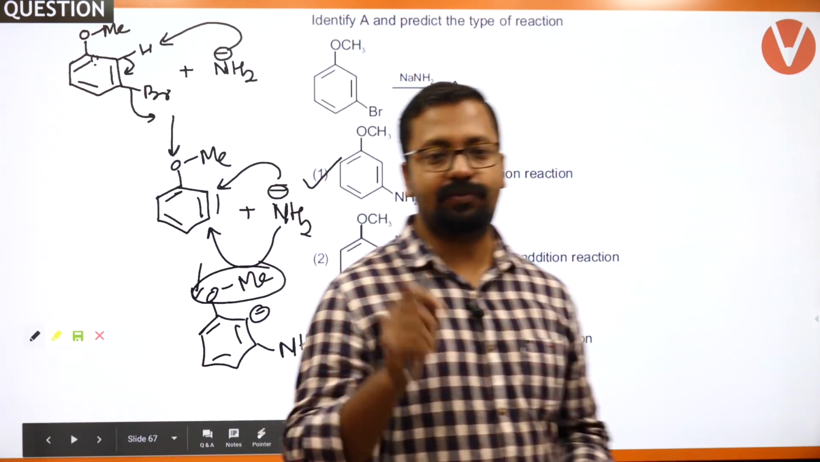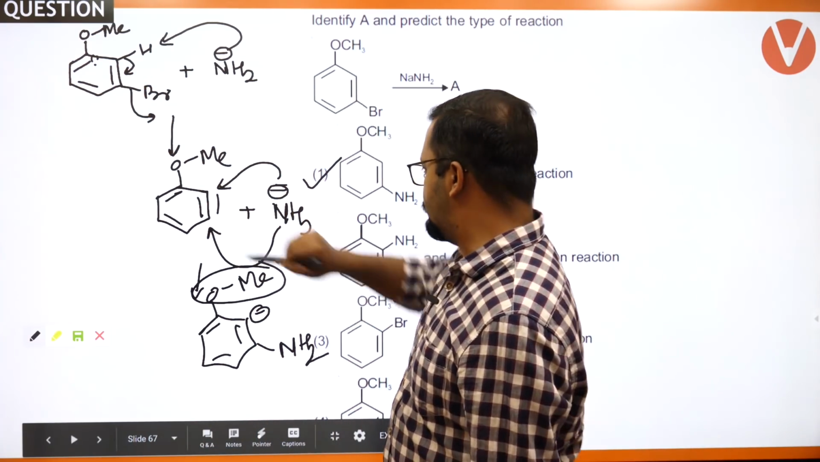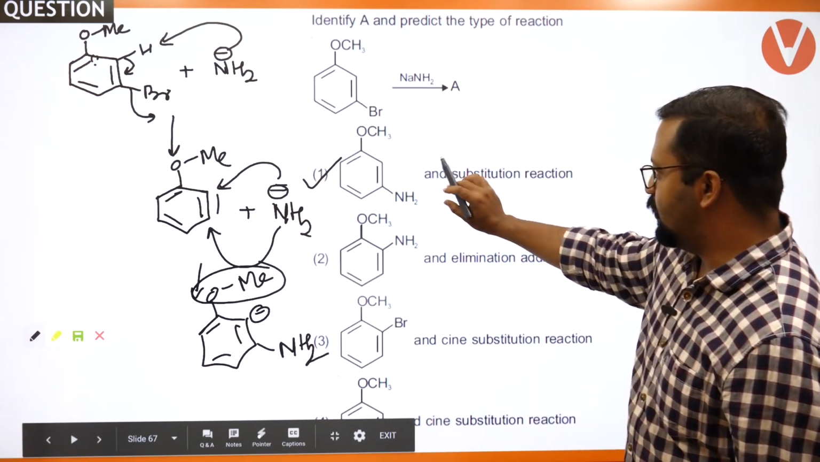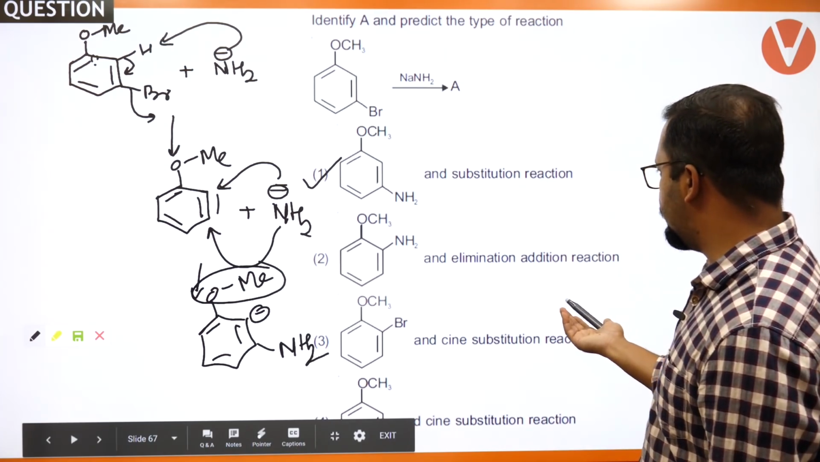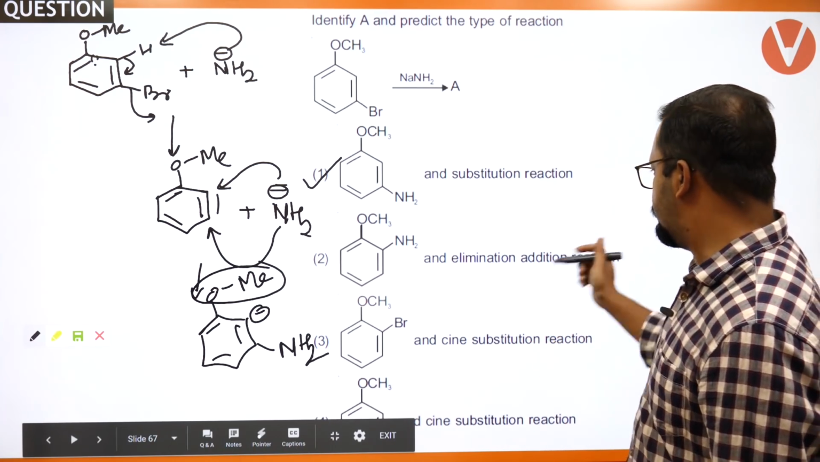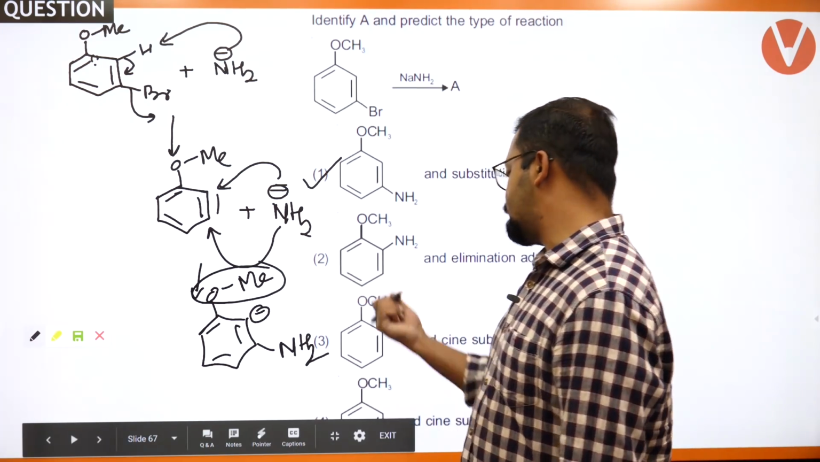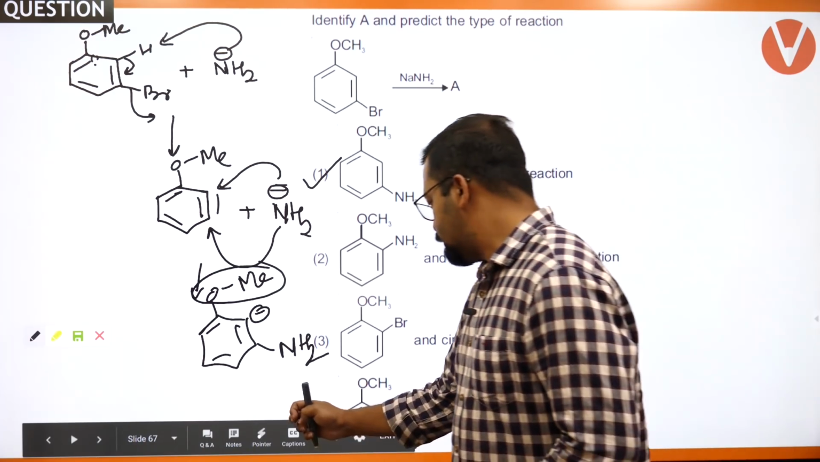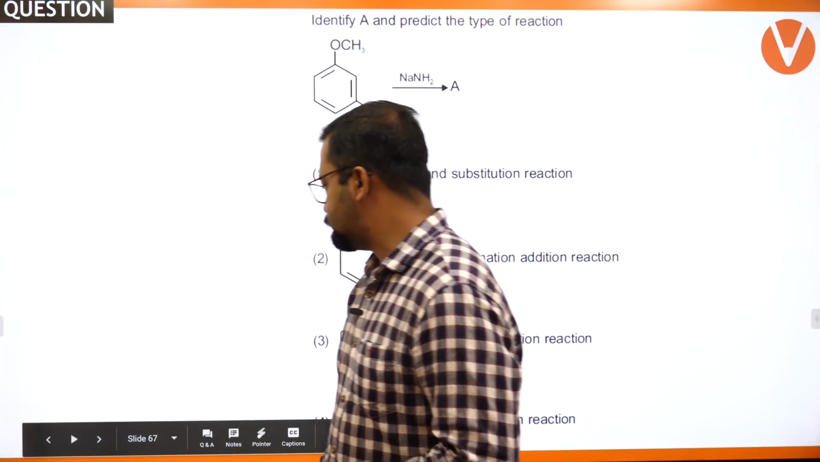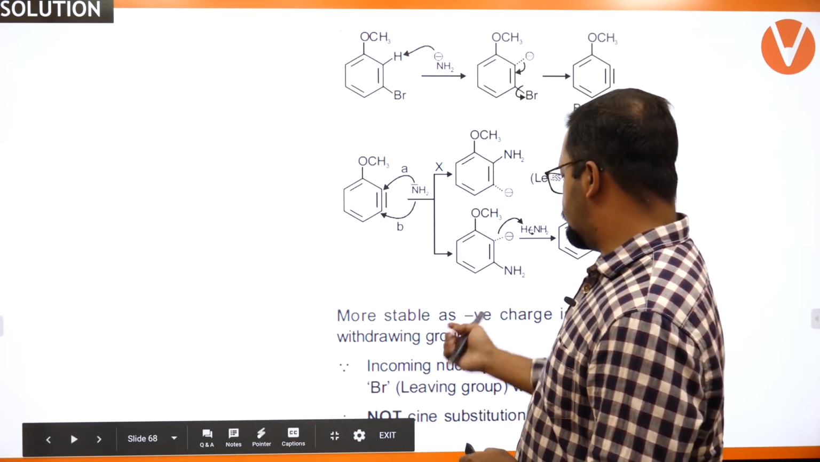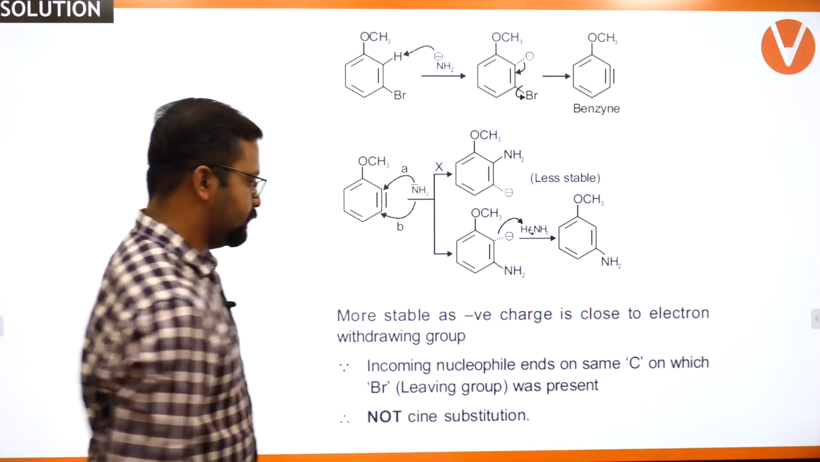Cine substitution is the substitution at the same carbon atom. That means it is not cine substitution. The right answer is 1. Okay, elimination, addition, substitution is nothing but elimination, addition, but the product is incorrect. Okay, the product is incorrect. So the right answer to the question is, you can see this one. Okay.